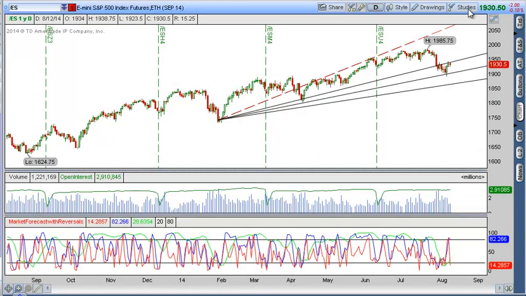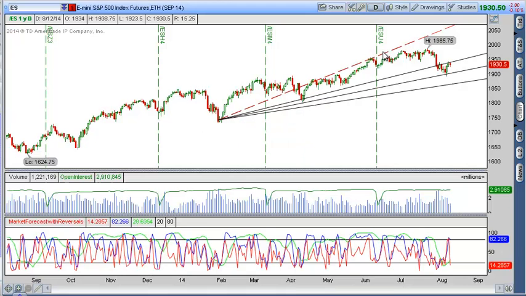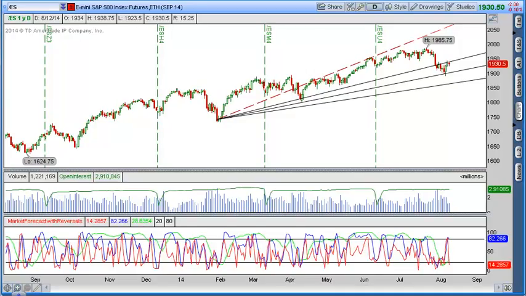And let's just make sure we have the right chart going here. Right size chart, better said. There we go. And about now you should be able to see the S&P chart that we're looking at.